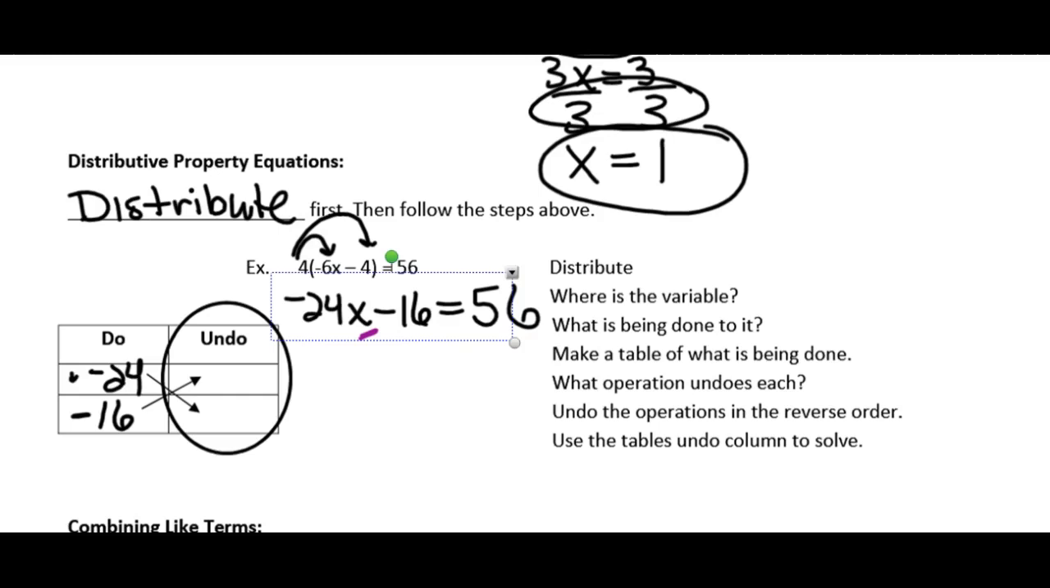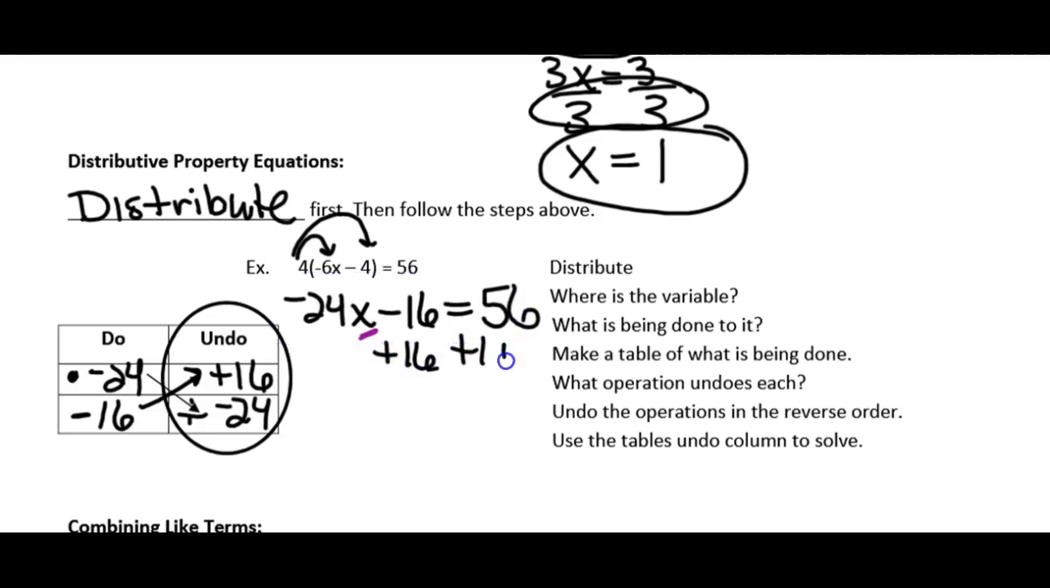Now I undo in the opposite order. So I'm looking at subtracting by 16. To undo subtraction, I do addition. So I add 16 to both sides. And then to undo multiplication, I divide, and I'm going to divide by negative 24. So those are the steps I follow. So I add 16 to both sides. Negative 24x is equal to 72.